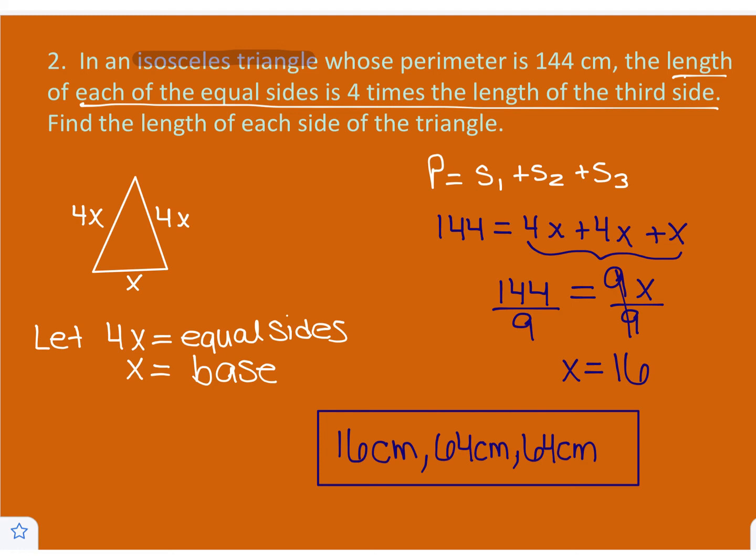Add them up. 144 equals 9x. Divide by 9, both sides. We get x is 16. Again, right back to our let statements. So 4 times 16 is 64. And then x is just 16.